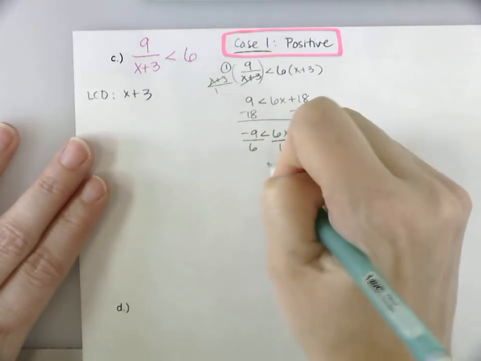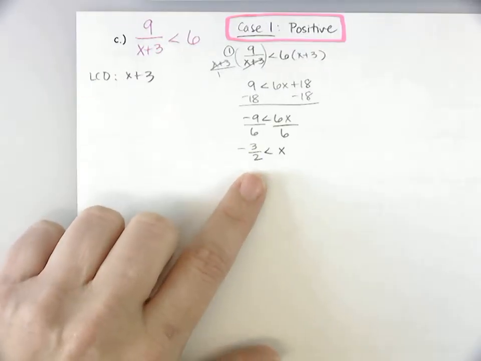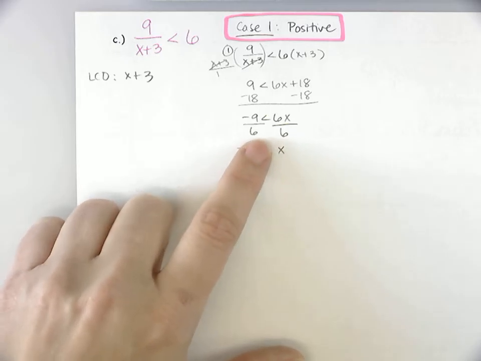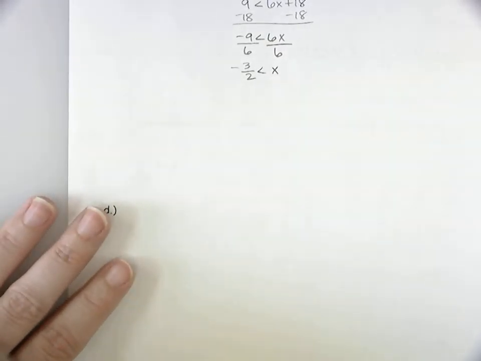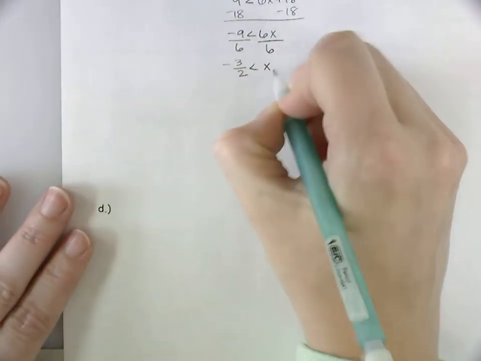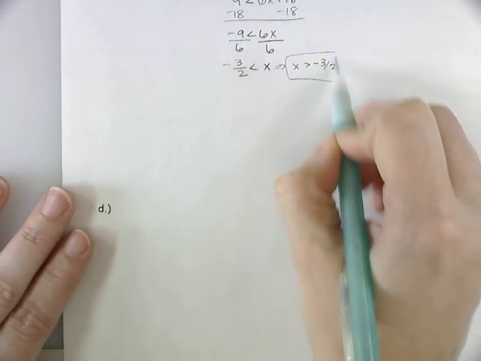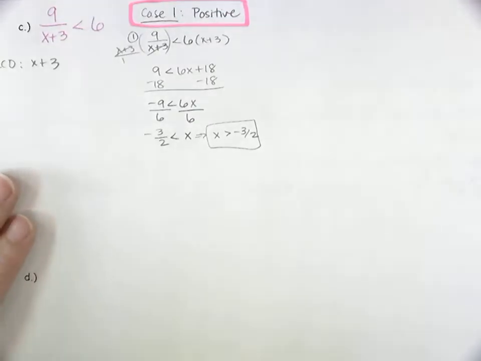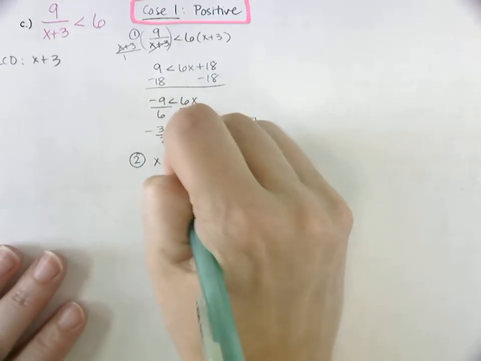Now this part might be a little tricky. Do you know whether or not you have to switch the sign for this? No. Do you know why? Right, it's the 6 that you're dividing by. So 6 is positive, so because 6 is positive, you are not going to switch the sign. So you have x is greater than negative 3 over 2. Just by show of hands, how many of you got that without me? Okay, nice work.